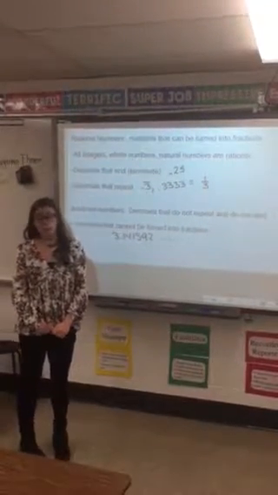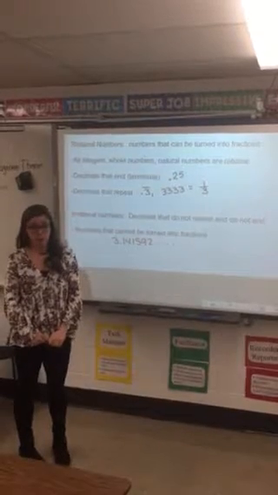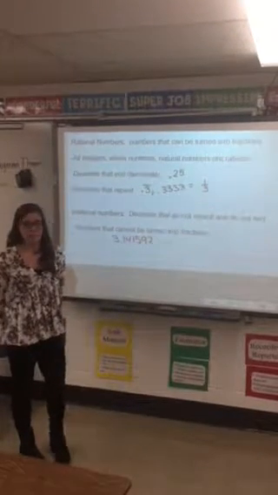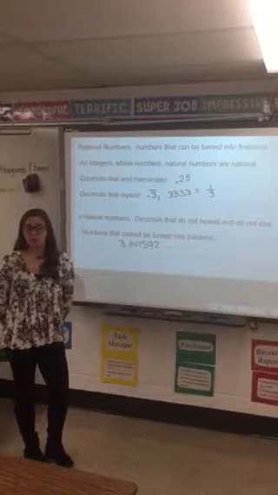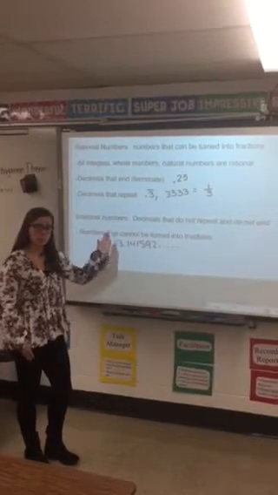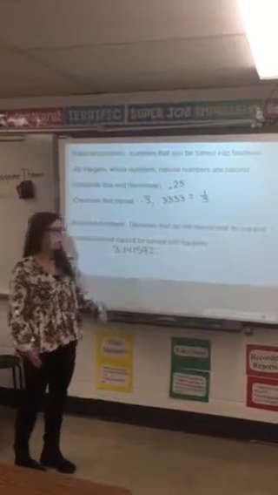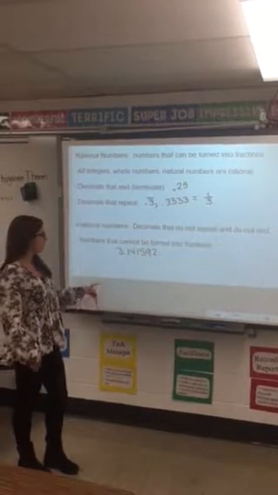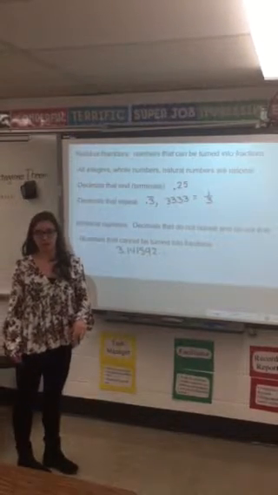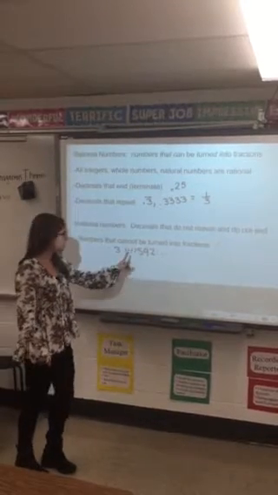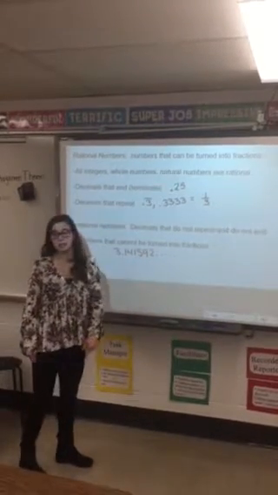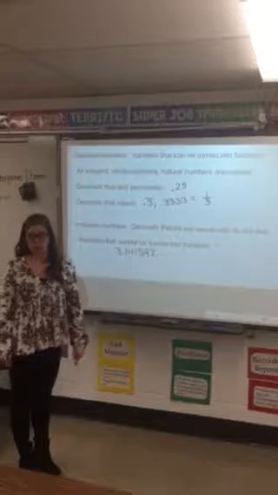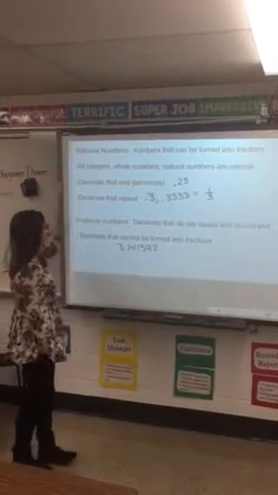Numbers that are not rational, so they're irrational, are numbers that cannot be turned into fractions. So these are numbers that don't repeat a specific pattern. So for example, the square root of 2 or 3.141592, so pi, doesn't repeat something specific, so it can't be turned into a fraction, and it's irrational. I'm going to show you a few more examples.